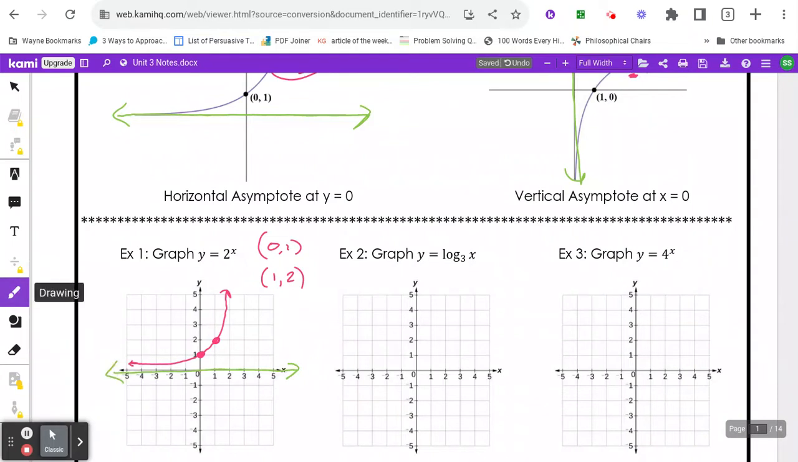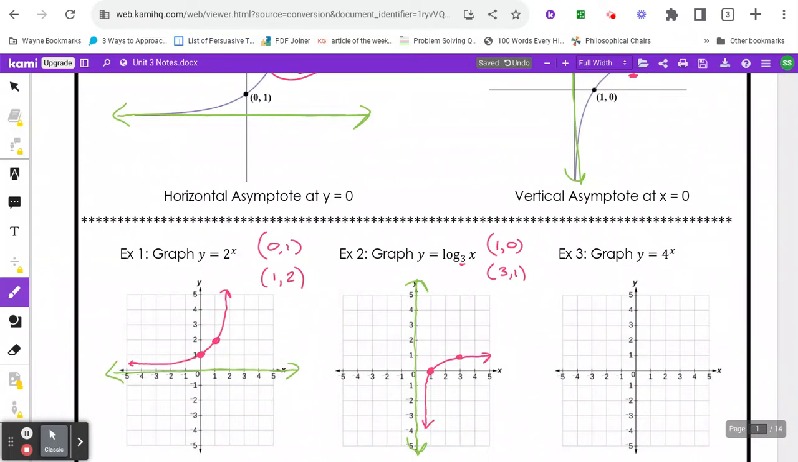The next one is a log graph, so we always graph the point (1, 0) for logs, and whatever your base is, comma 1. So (1, 0) would be over here, (3, 1) like that. And again, you have it curving up and around. And then your vertical asymptote line there at 0.